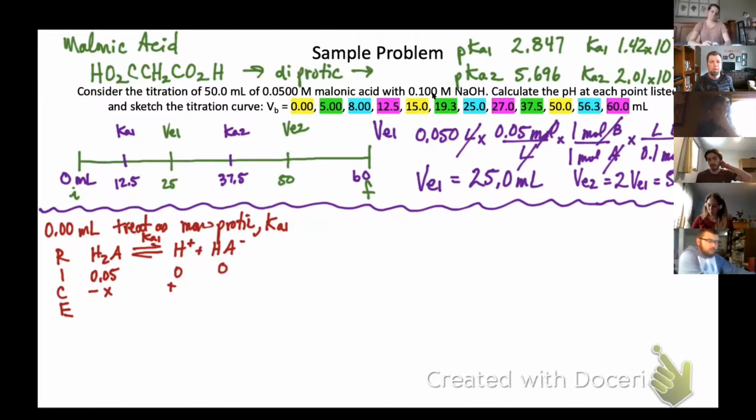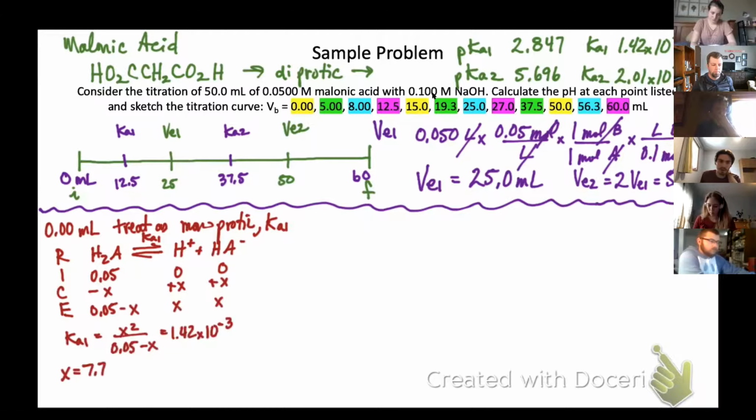Yeah, so then from here, you set up your quadratic formula based on the products over reactants and your Ka equations. And then you solve for X. That gives you your concentration of your acid, and then it's your pH equation, so negative log of the concentration of your acid, and then you can solve for pH. So pretty straightforward, this one was.